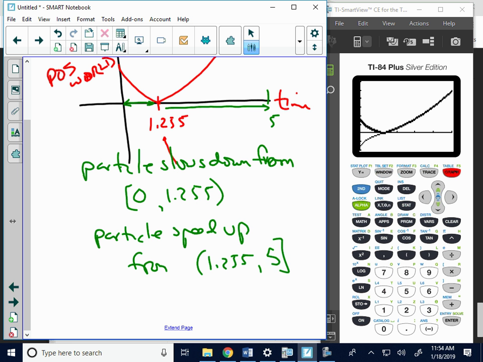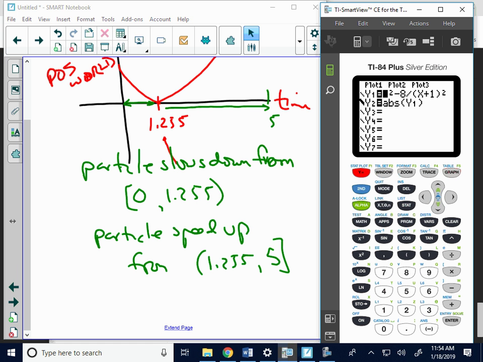Okay, now we don't need to look at the speed graph for that to make sense. So let me go back to y equals, and I'll just turn this one off. You can turn it off by just unhighlighting the equal sign. There's my velocity graph.